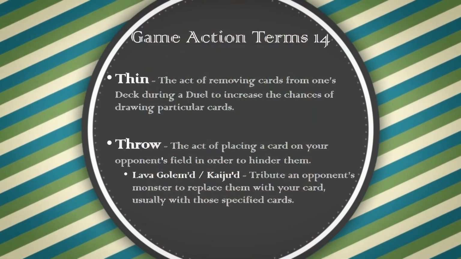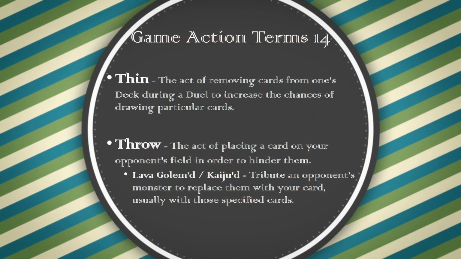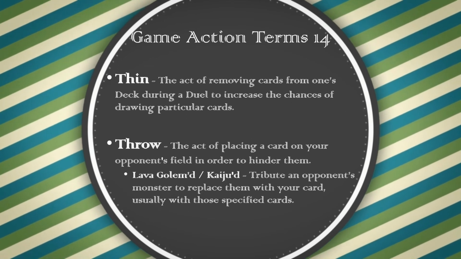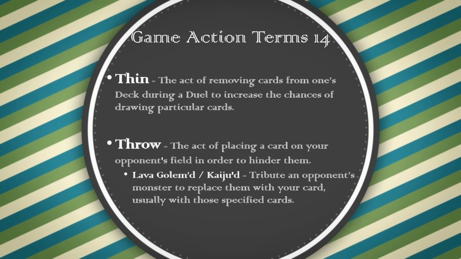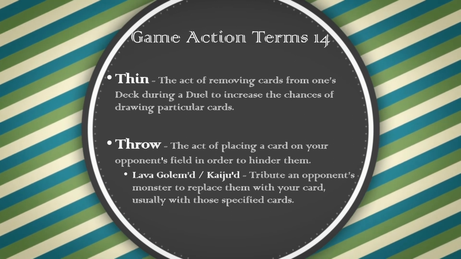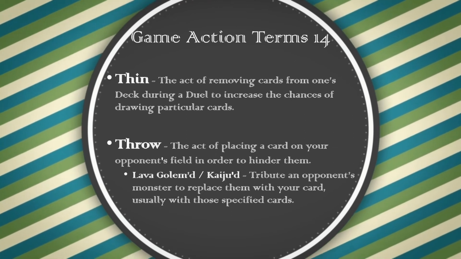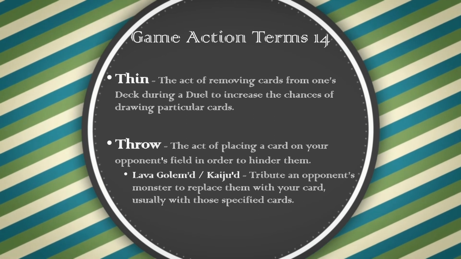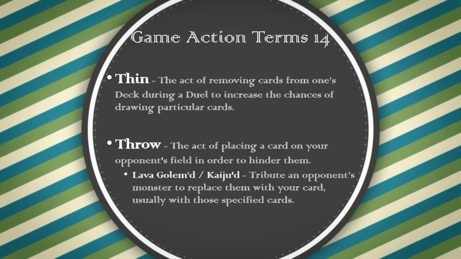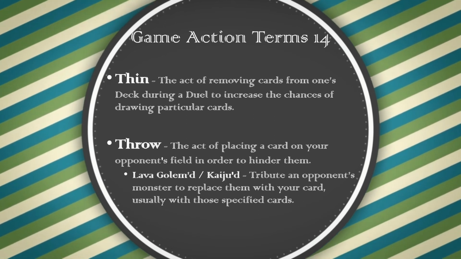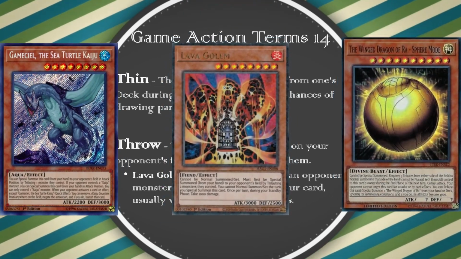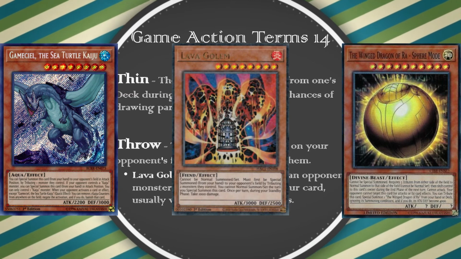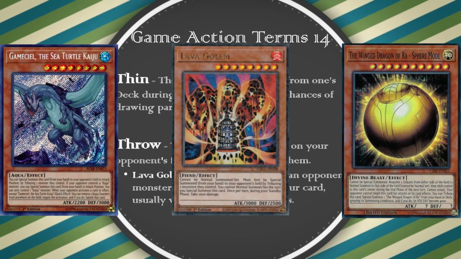Throw. The act of placing a card on your opponent's field in order to hinder them. Lava Golemed, Kaiju'd. Tribute an opponent's monster to replace them with your card, usually with those specified cards. With so many boss monsters with self-protection, cards you can throw to your opponent's field, like Kaijus, Lava Golem, and Dark Sphere Mode, is critical. Since the cards mentioned tribute the opponent's monsters, their self-protection effects do not apply.